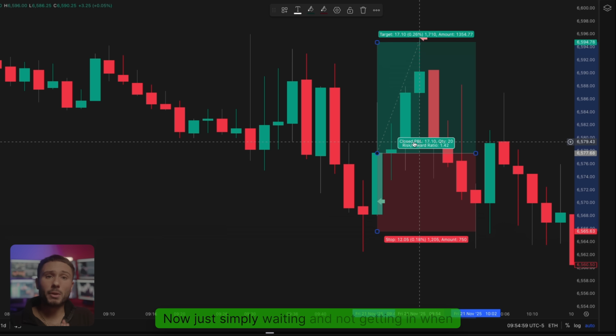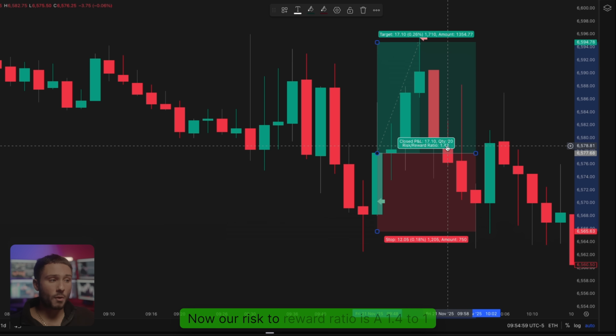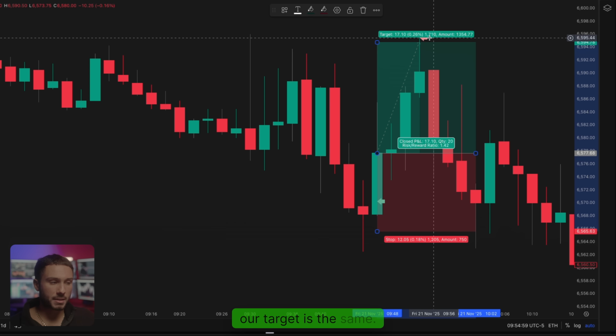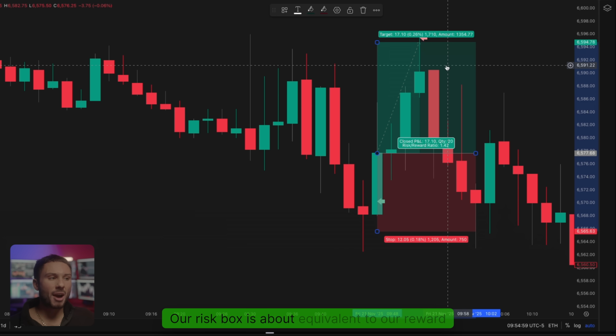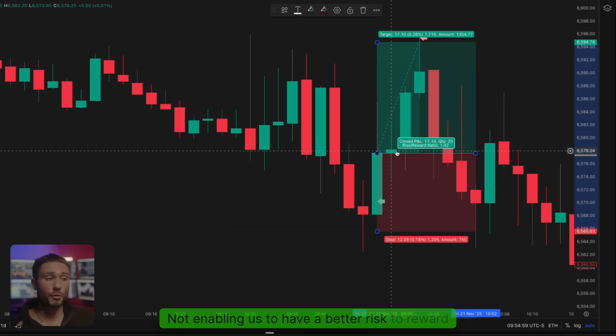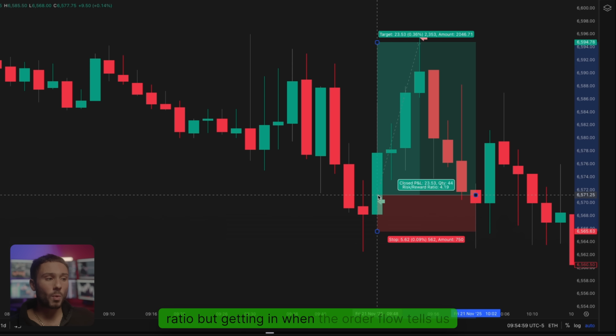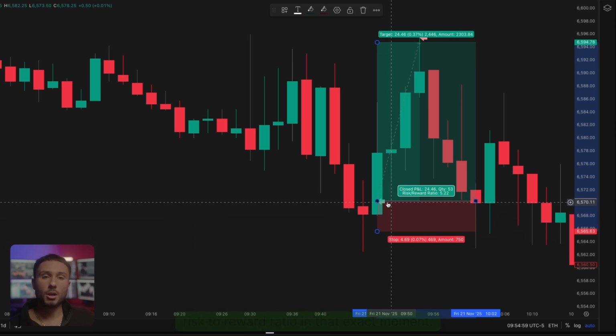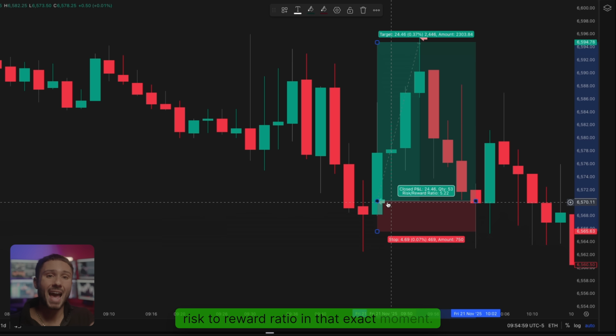Now, just simply waiting and not getting in when the order flow tells us to get in, now our risk to reward ratio is a 1.4-to-1 R. Our stop loss is the same. Our target is the same. Our risk box is about equivalent to our reward box, not enabling us to have a better risk to reward ratio, but getting in when the order flow tells us to get in. When we spot that passive buyer at 65.70, this is when it enables us to get in with a 5-to-1 risk to reward ratio in that exact moment.